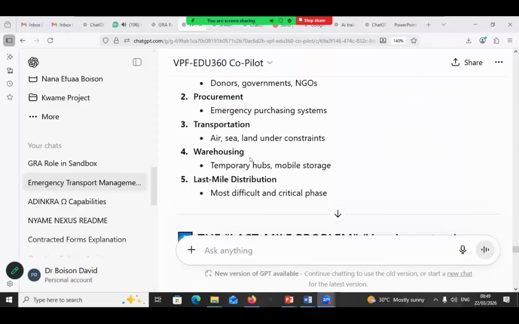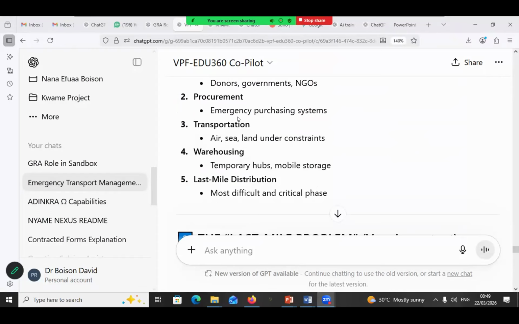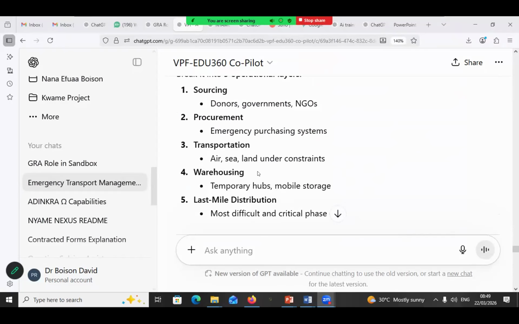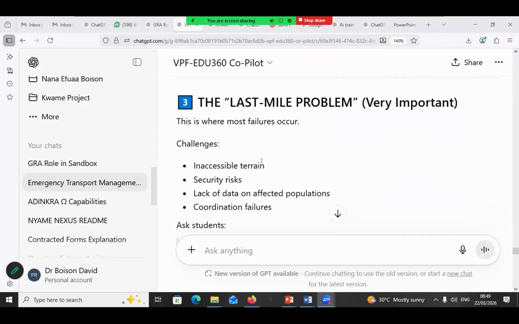Okay. Now, this is the structure of the chain. You have the sourcing, donor, government, NGO, procurement, emergency purchasing systems, and you have transportation, air, sea, land, the warehousing, and then we have the last mile, that is where it gets to the people. So this is the structure, it's like a flow. The last mile problem, very important. This is where most failures occur.